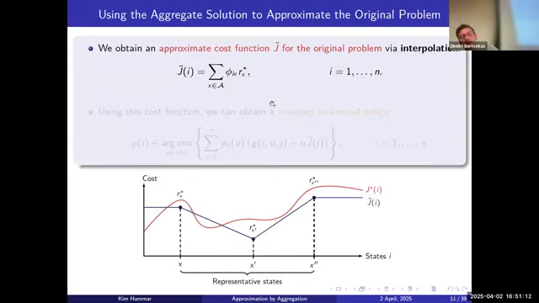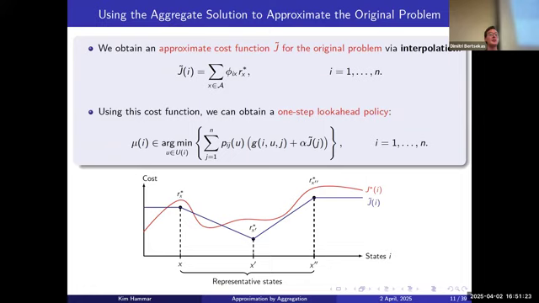Okay, so this is the interpolation formula. That's how we obtain our cost function approximation. And once we have the cost function approximation, we can then combine that with, for example, online play and many other online methodologies that we have discussed in the course to derive policies. For example, a one-step look-ahead policy, but there are many other options here as well. And this is then how we approximate the original problem using the solution to the aggregate problem. So now we have a cost function J tilde and a policy, both of which can be applied directly to the original problem based on the aggregate solution.